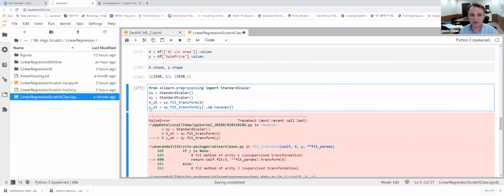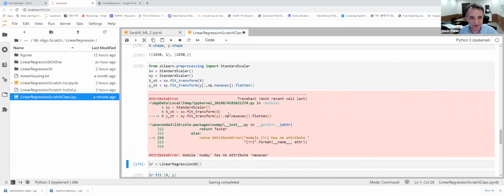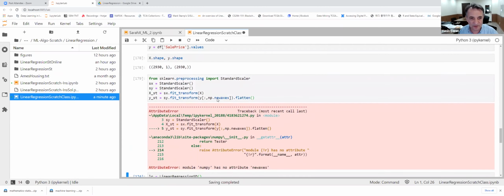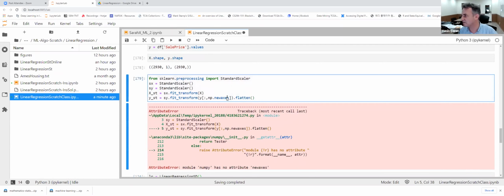Okay. And then I'm again going to flatten it. So I'm going to explain what it means. Let me first take care of this. New axis, numpy.newaxis.